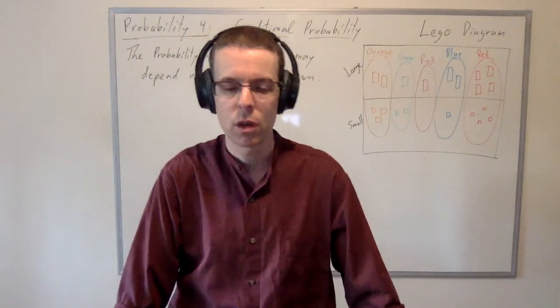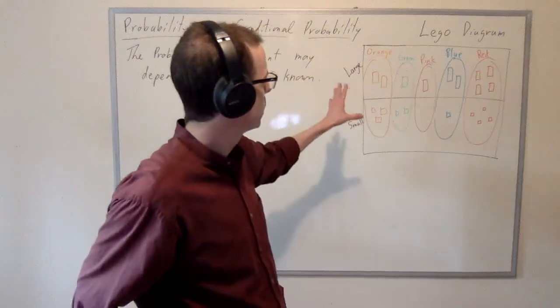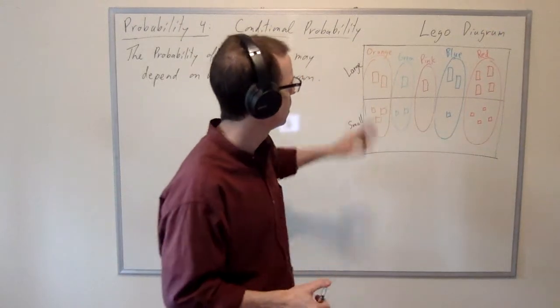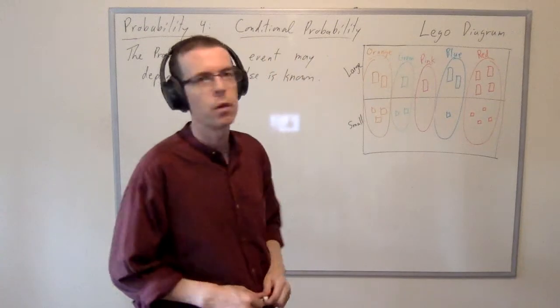Back. This time we're going to talk about conditional probability. I'm going to return to the Lego example that I did with the kids in a different video. So this is a count and a Venn diagram of various Legos.